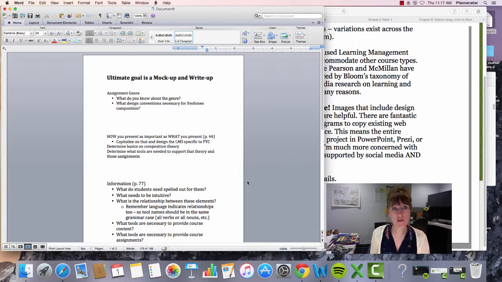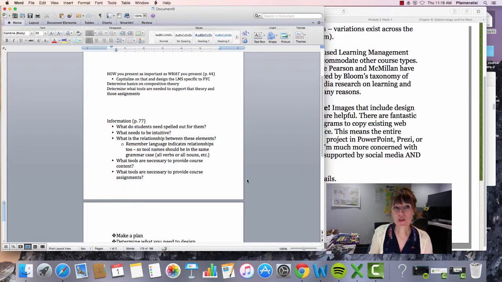So first, genre. I've told you what the genre is. You're designing specifically for a college setting. So what is it that you know about that genre? You as a group need to come up with a brainstorm list so that you can move forward with where all of your design and theory fit in what you already know about the genre. The other thing you'll want to consider is what design conventions you think are necessary for freshman composition. This question is going to be asked in several different ways throughout the rest of this document, so we'll come back to it.